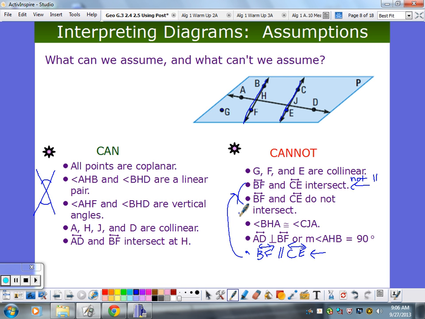Angle BHA congruent to CJA. Okay, where's BHA? BHA congruent to CJA. That's this one. They look kind of congruent, don't they? They look like their measures might be equal, but I can't make that assumption. Just because it looks it, we can't make that assumption. Let's see, we already had this one. We did that one. AD and BF. We can't assume perpendicular. We can't assume any of those angles are 90 degrees. We just can't make those assumptions based on looks.